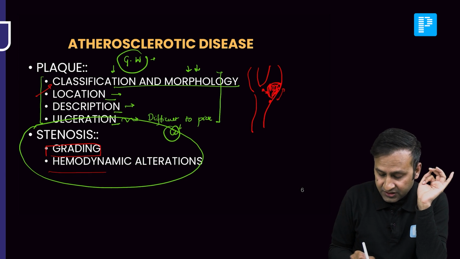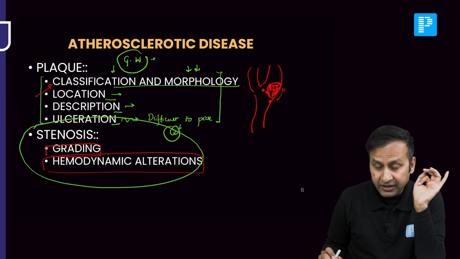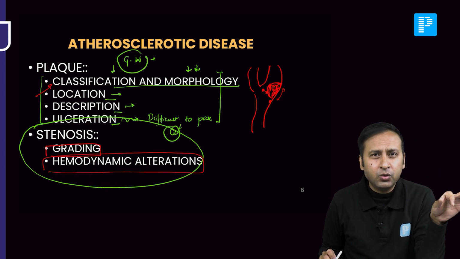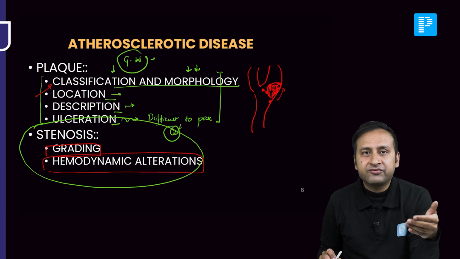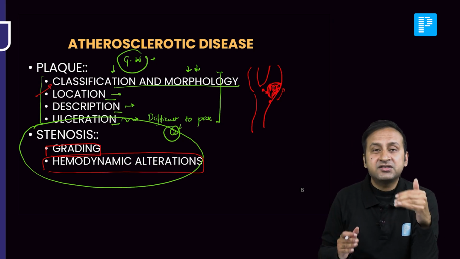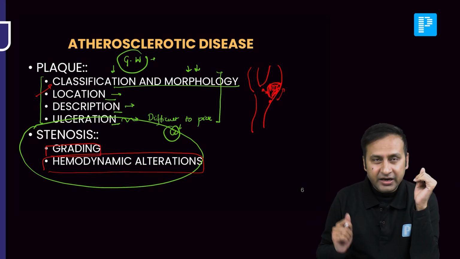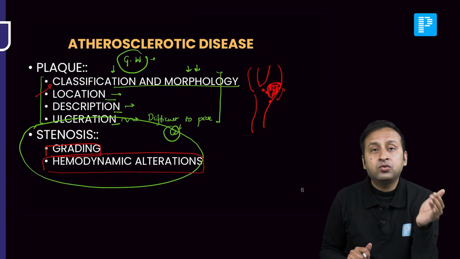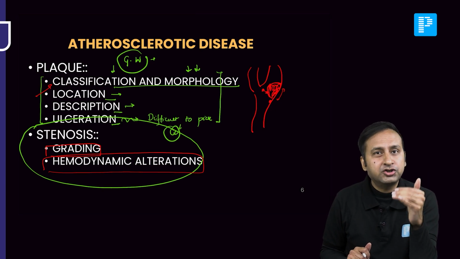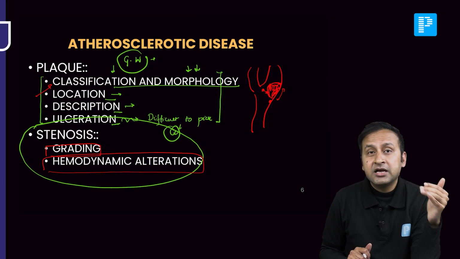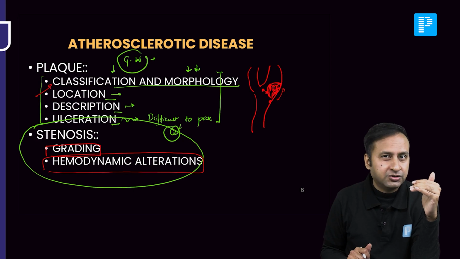And this is the second most important part, hemodynamic alterations. I've already given you a hint that whenever you see a mixing of colors, that is aliasing, it is an indirect indicator of hemodynamic alterations. But again, we would have to assess these hemodynamic alterations in the form of velocity gradients, which are important from the point of view of the patient's management.